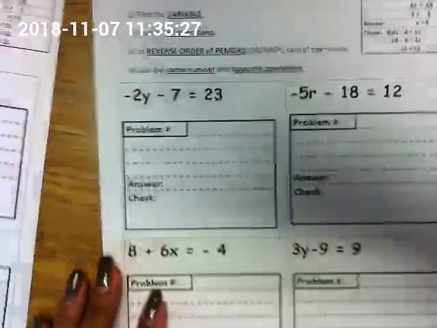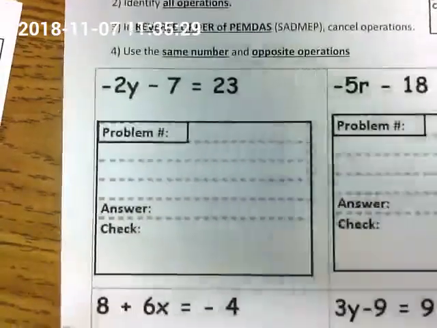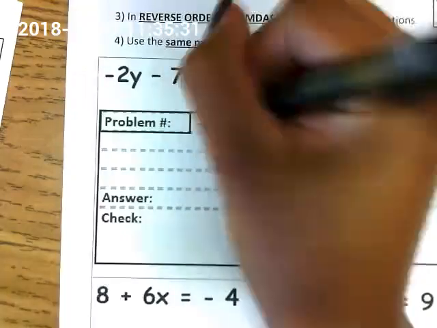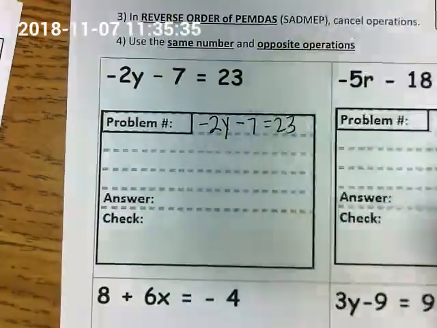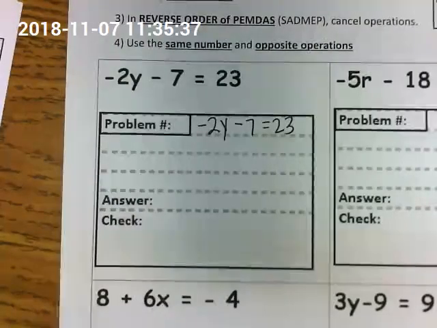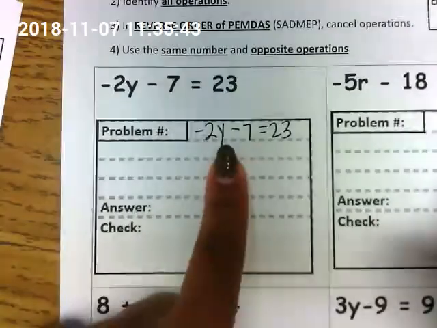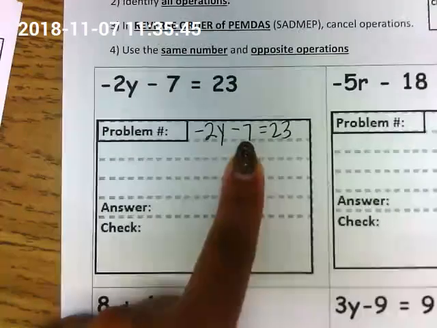All right, the first problem. We have negative 2y minus 7 is equal to 23. The first thing that I see is that we have 7 being subtracted from y. I've identified my variable to be y, and the 7 is being subtracted.